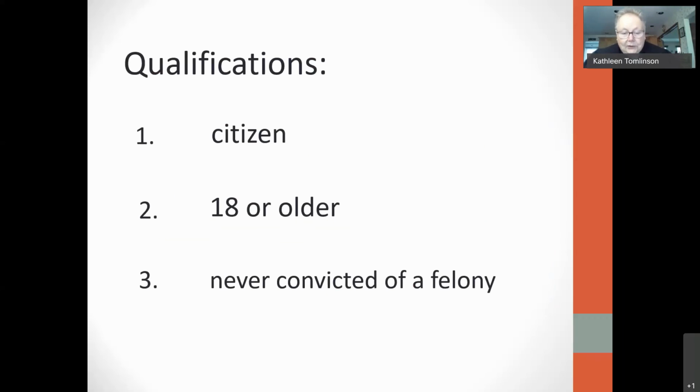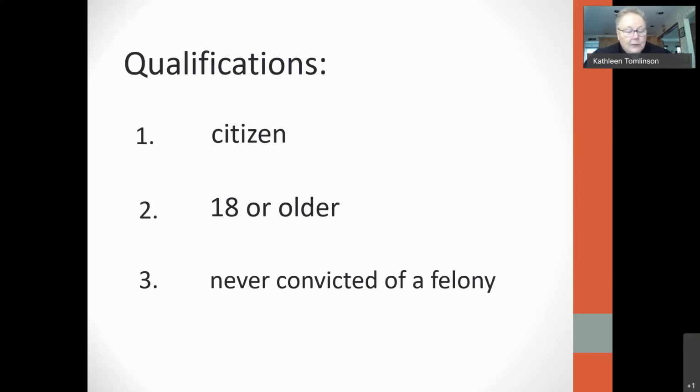The third qualification that's necessary to serve on a jury is that you've never been convicted of a serious crime, and we call a serious crime a felony. So there you have it. Those are the 3 things that are necessary to qualify to serve as a juror.